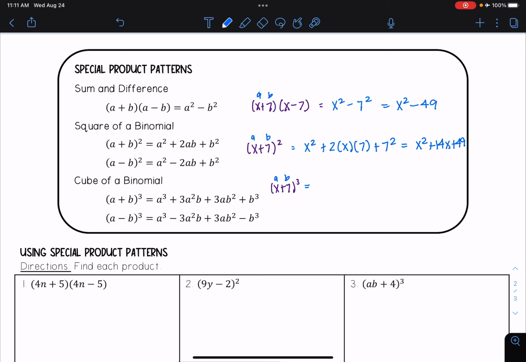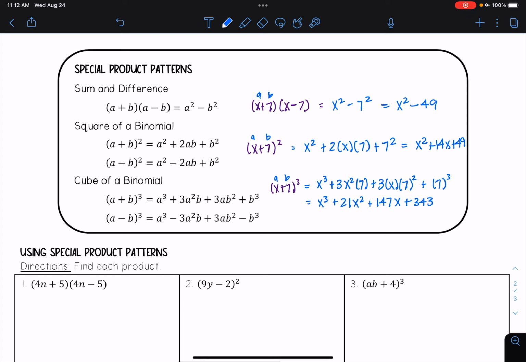So that means this is going to be equal to a cubed, so x cubed, plus 3 times x squared times b, which is 7, plus 3 times a, which is x, times b, 7 squared, plus b cubed, which is 7 cubed. And then you can simplify that to be x cubed plus 21x squared plus, 7 squared is 49, and 49 times 3, you get 147x, plus 7 cubed, which is 343.